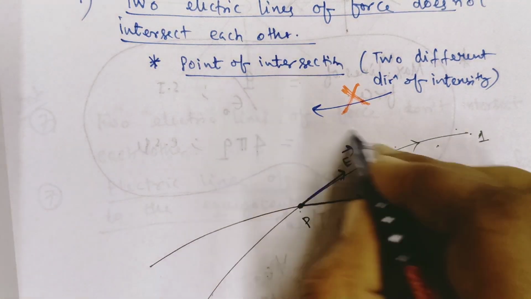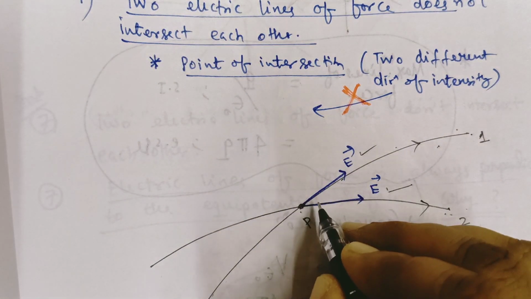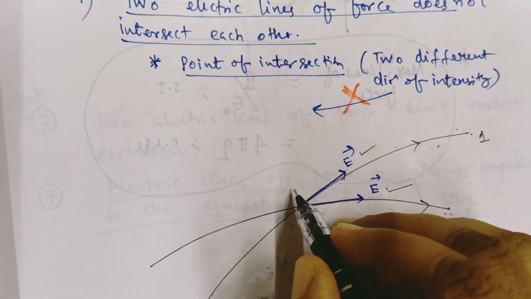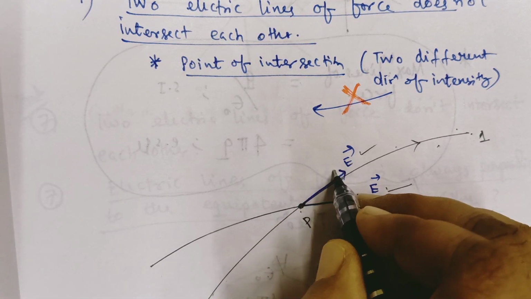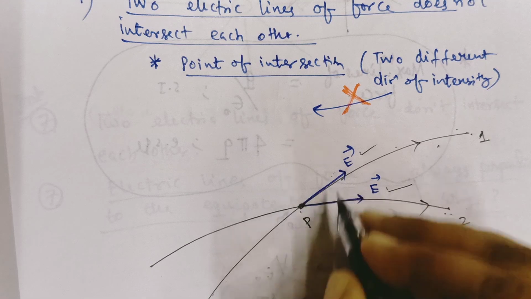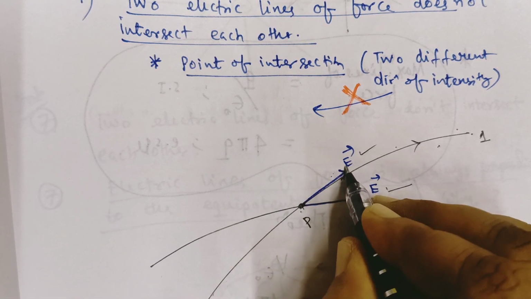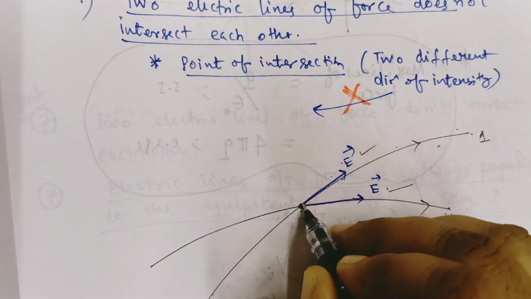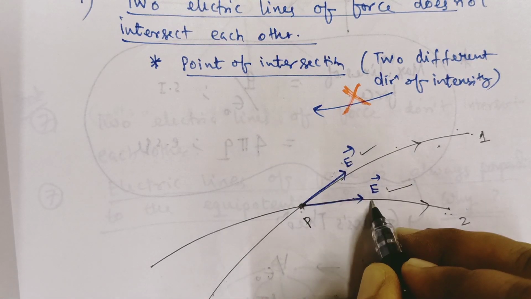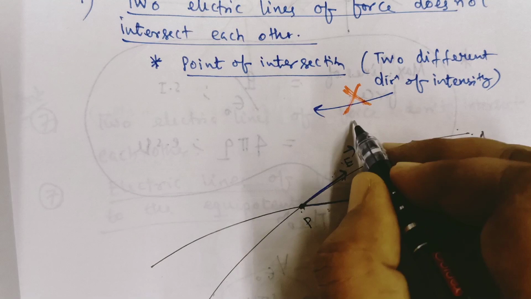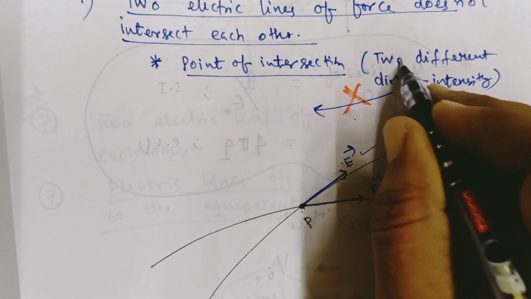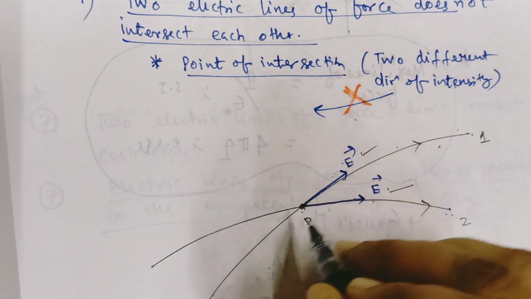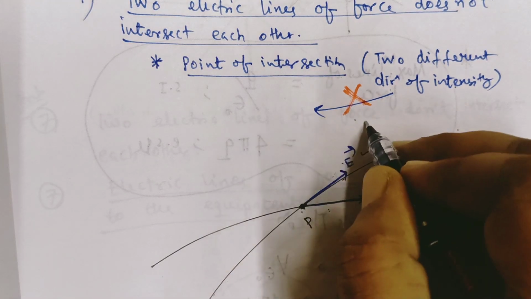But in the vector sense, direction should be unique. This is the definition of a vector. What is a vector? The physical quantity which has a specific direction. But here you see the electric field intensity is a vector quantity, but the direction is not specific. In this way also, in this way also. So this is wrong for vector identity. So two different directions of intensity at a particular point is impossible.